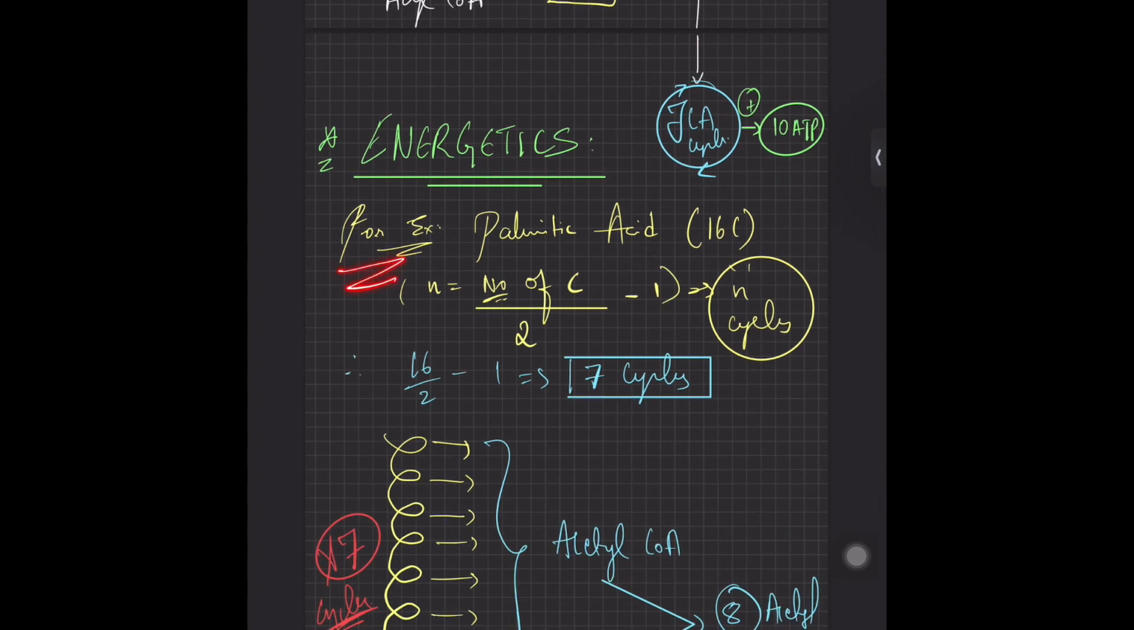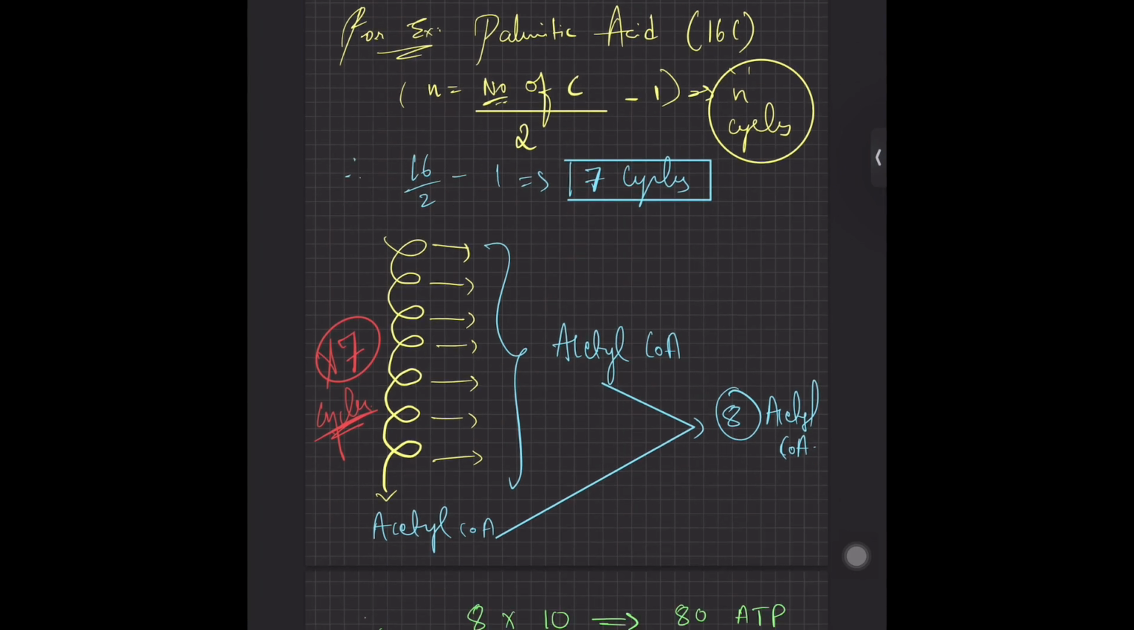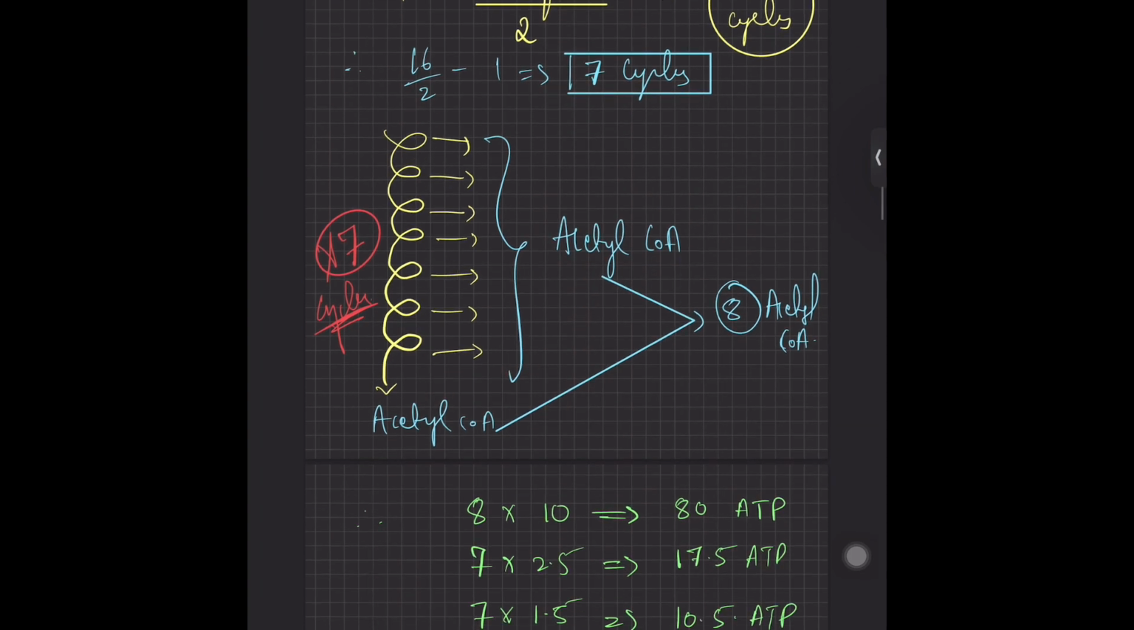So the energetics for palmitic acid: since palmitic acid is a 16 carbon compound, how many cycles of beta oxidation should be occurring? There's a simple formula. The number of cycles is equal to the number of carbon atoms divided by 2 minus 1. So 7 cycles will be occurring. So in 7 cycles there will be formation of 7 acetyl CoA directly, and at the end of the process you must remember that there's another acetyl CoA forming. So in 7 cycles there will be 8 acetyl CoA formed.